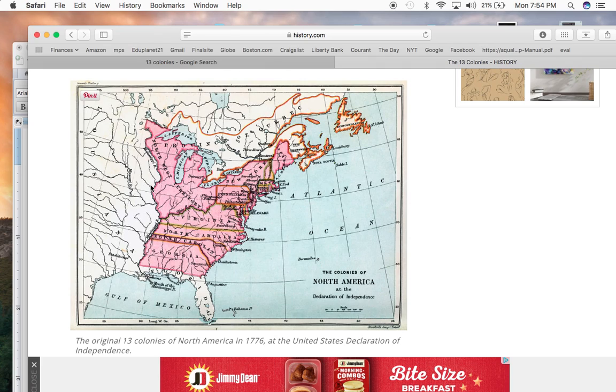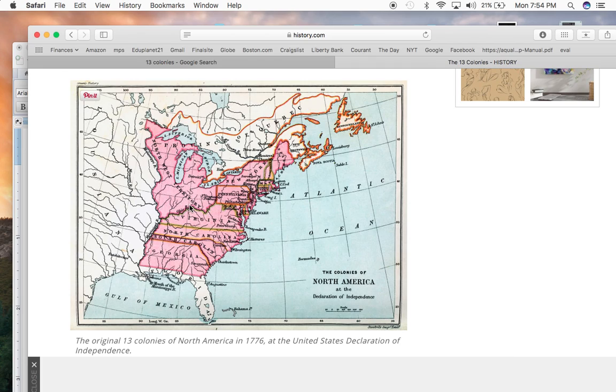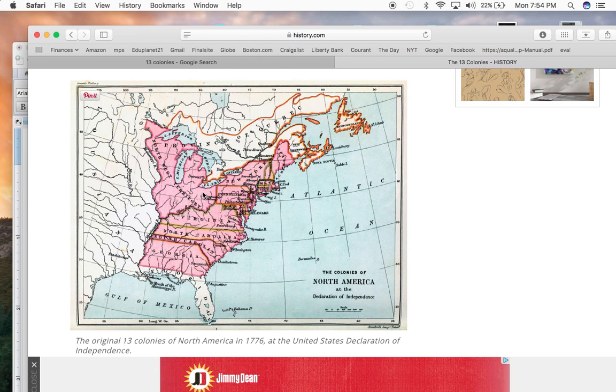This area here was called the Northwest Territory, and was among the first areas to be considered for statehood, particularly this Ohio area right here. You can see that these other states are continuing really far.